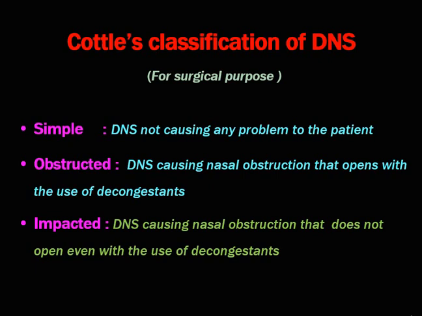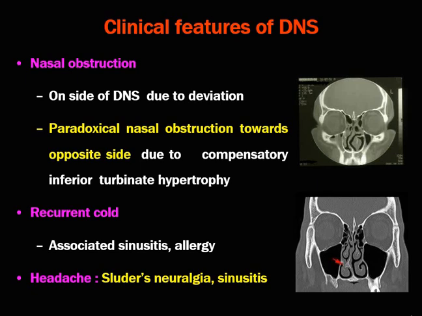So, the patient requires surgery for obstructed and impacted DNS, and does not require surgery for simple DNS. As I already told, around 90% of all people have simple DNS, so around 90% of people do not require any surgery for deviation. What are the different clinical features of DNS? They are nasal obstruction, which is the most common clinical feature.